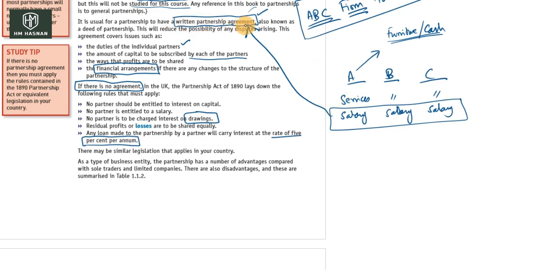In the partnership agreement, you can write any agreement in your favor, in your partnership's favor. But if you do not write any such thing, then according to the UK Partnership Act 1890, you have to follow this rule. Okay.